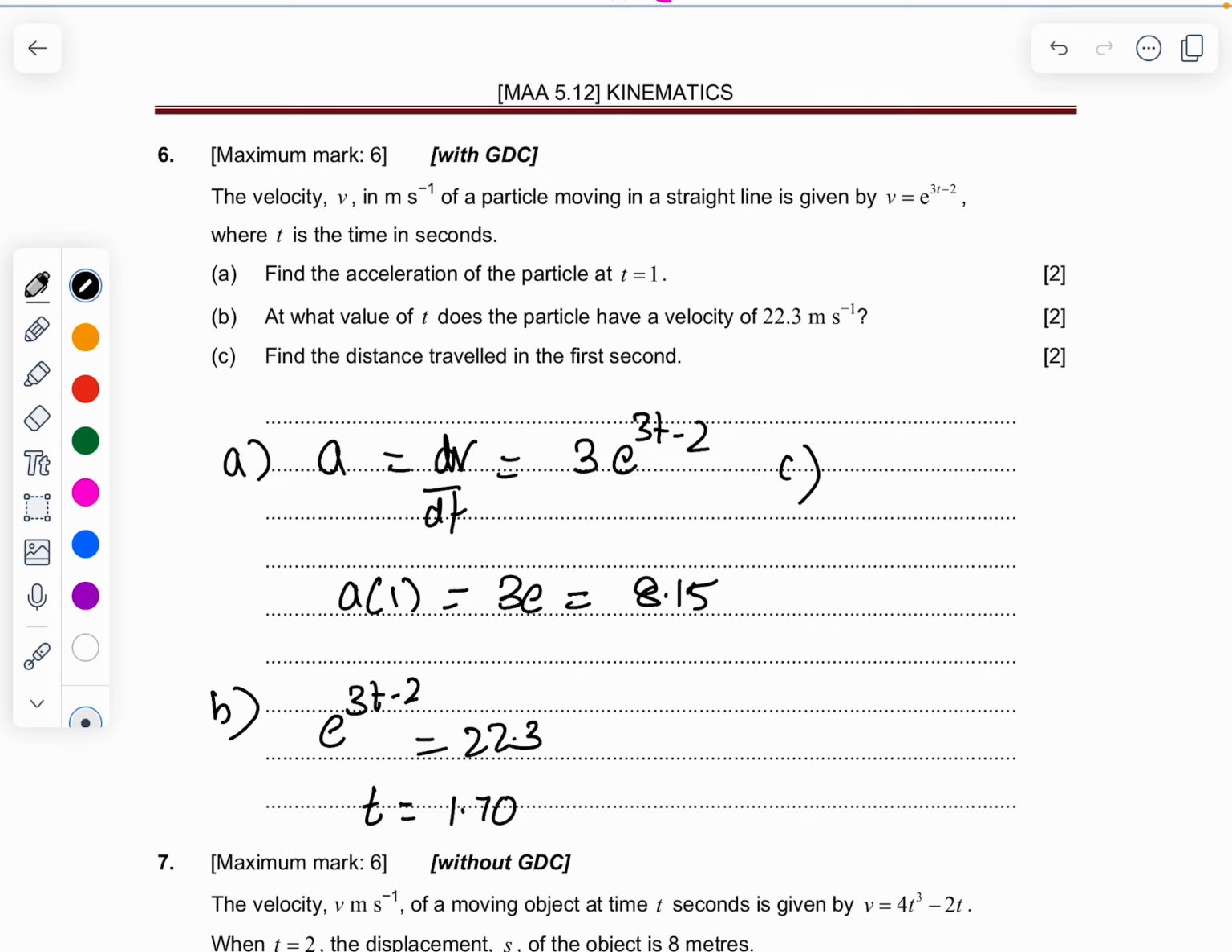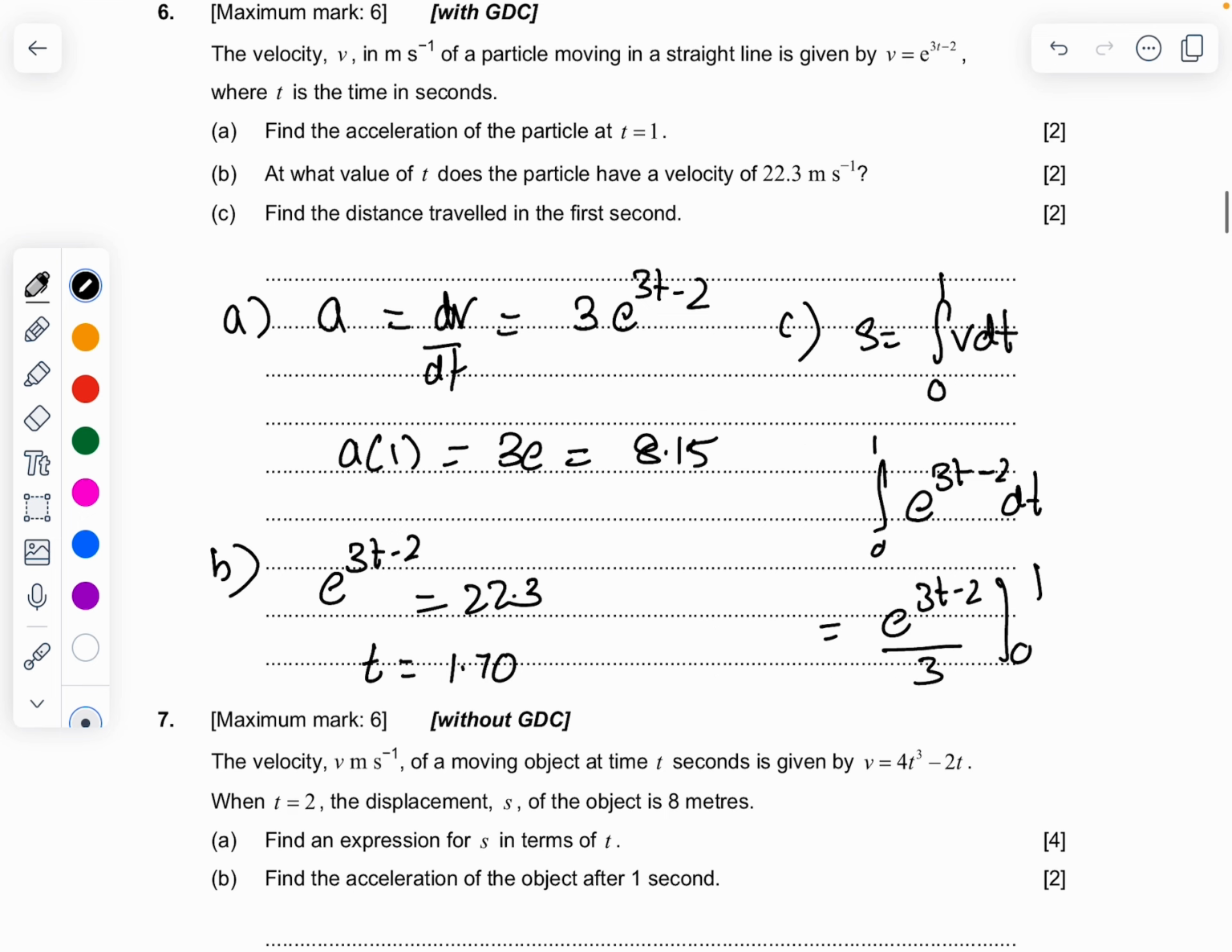Find the distance traveled in the first second. So s equals the integral of v dt from 0 to 1. So the integral from 0 to 1 of e power 3t minus 2 dt, which is e power 3t minus 2 upon 3 from 0 to 1. When you do it by calculator, you will get the answer 0.861.